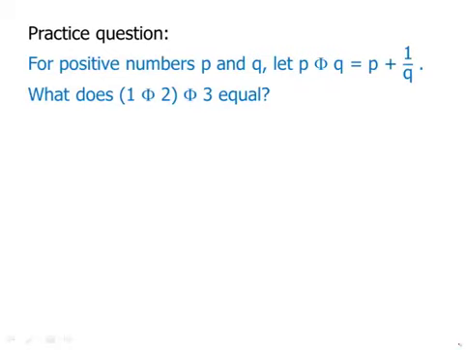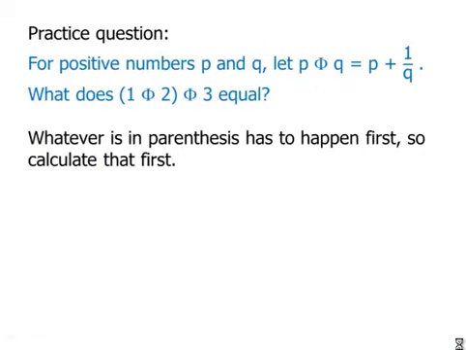Okay, so the first thing we're going to do is evaluate what's in parentheses. Order of operations tells us that parentheses take priority, so let's just focus on that one little piece in parentheses, 1 phi 2. So 1 phi 2, of course, that's going to be the first number plus the reciprocal of the second number, 1 plus 1/2, which is 3/2. I'll leave it as the improper fraction.